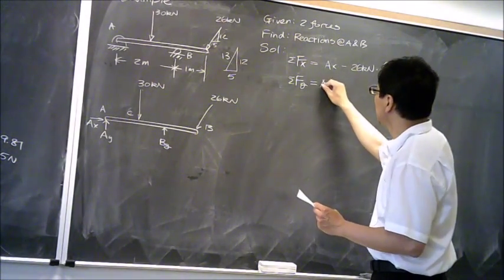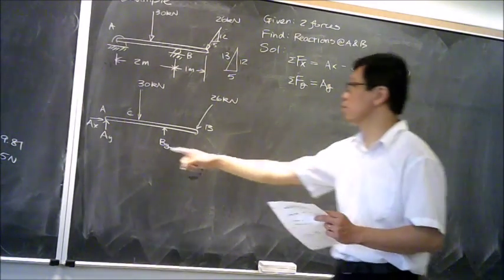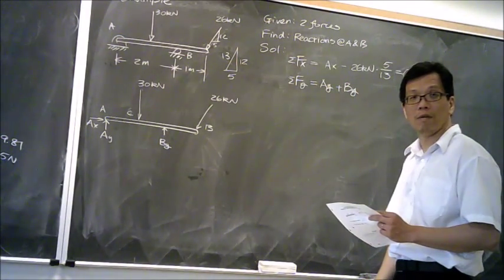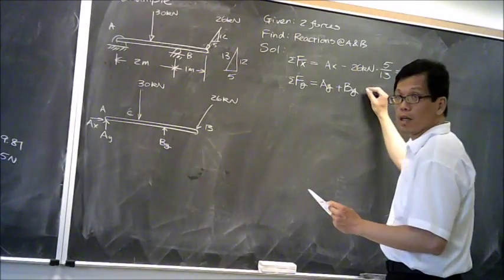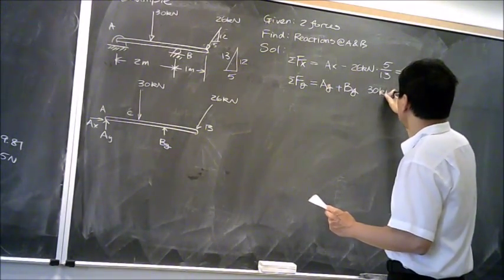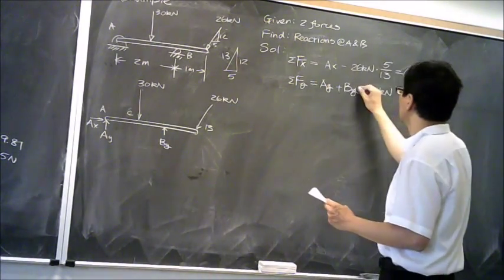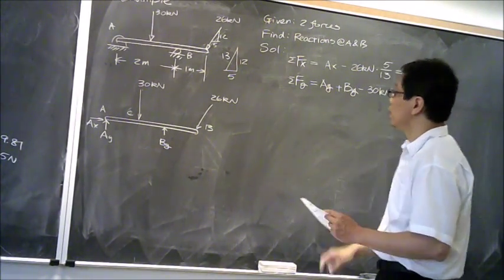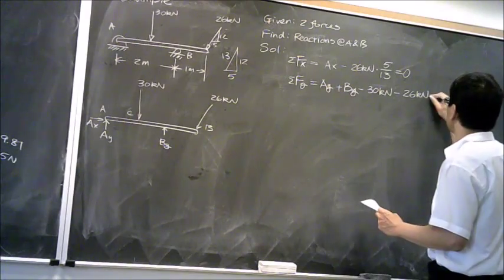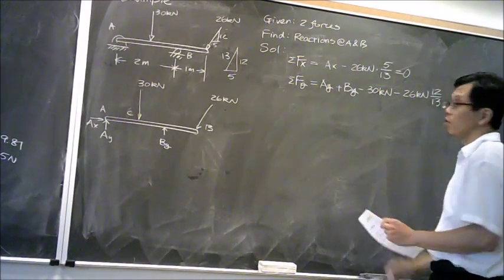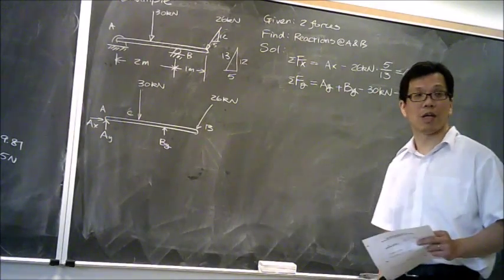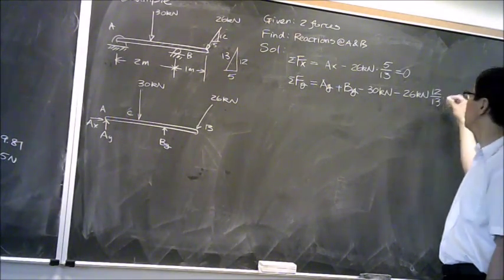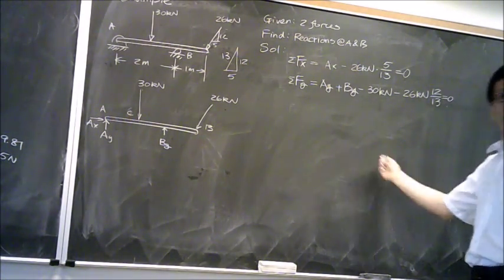We have AY. Since it's pointing upwards, I use this one as my positive direction. And BY is positive as well. But we have 2 other loads, which is 30 kilonewton located over here. And we have another force created by this 26 kilonewton. That is going to be 12 over 13 because it's the cosine value of this angle. What does this one require to equal to? 0, right? So far, any questions?